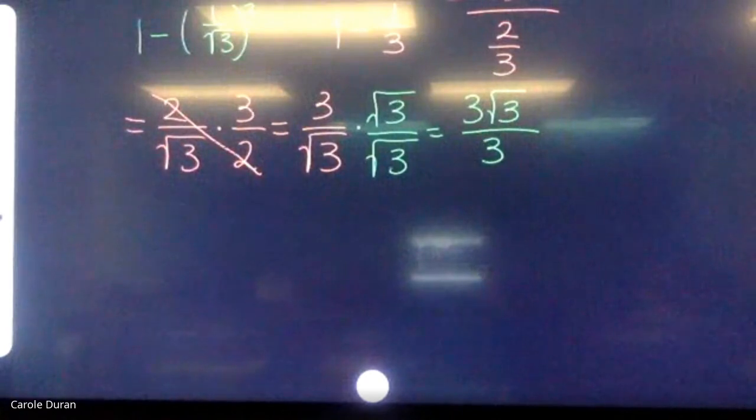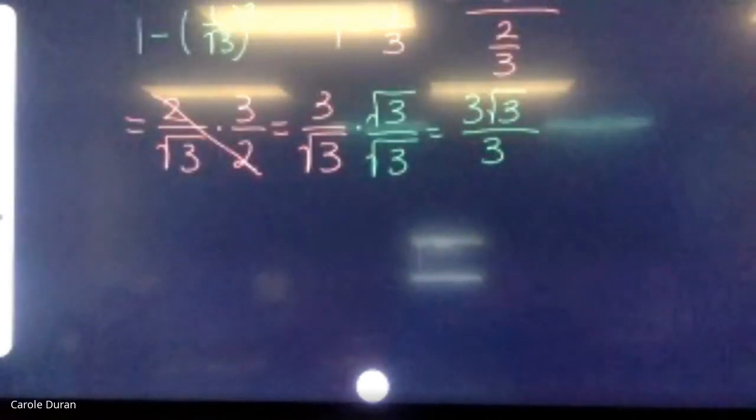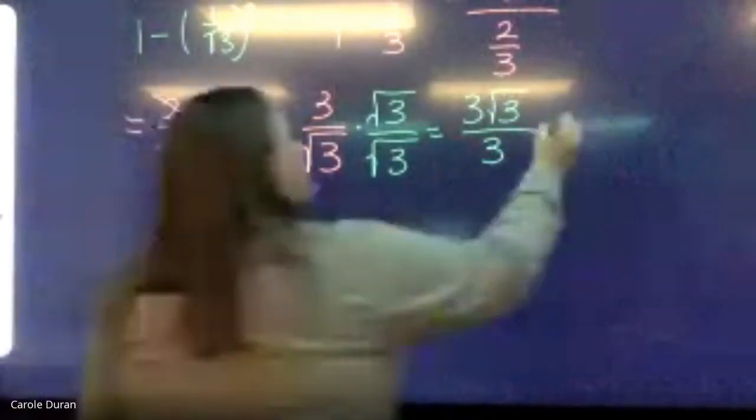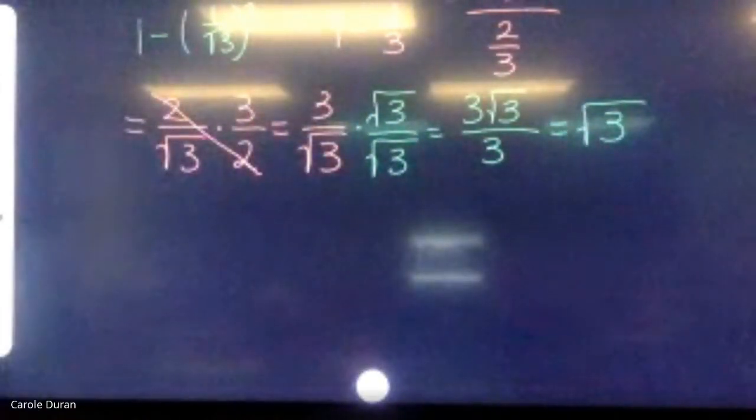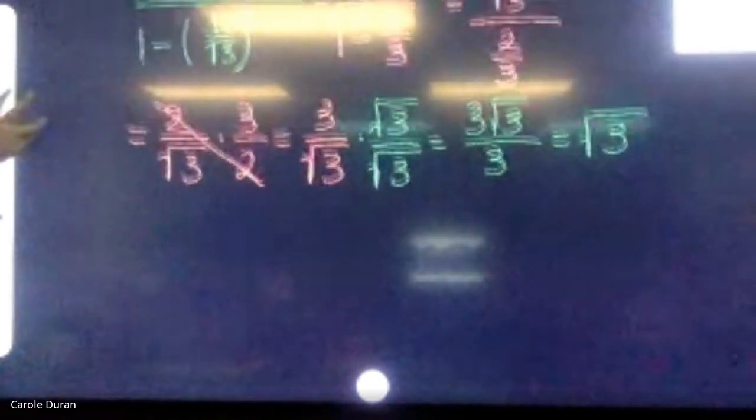And then what happens? The 3's cancel out. Why is this going to be super cool? Because it's going to equal one of these, the square root of 3, angle 60 degrees. Hold on. Square root of 3.